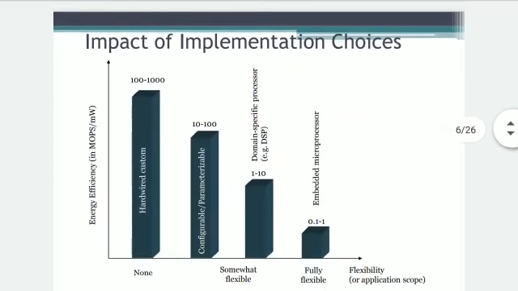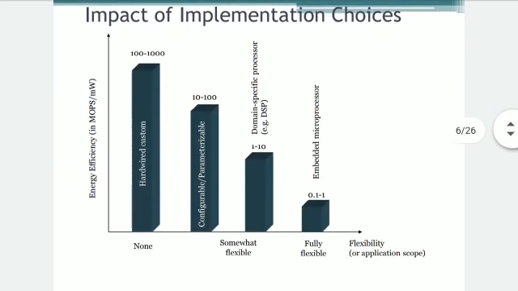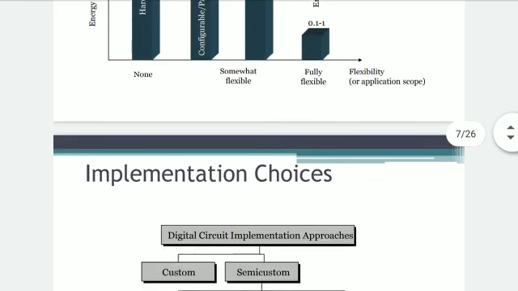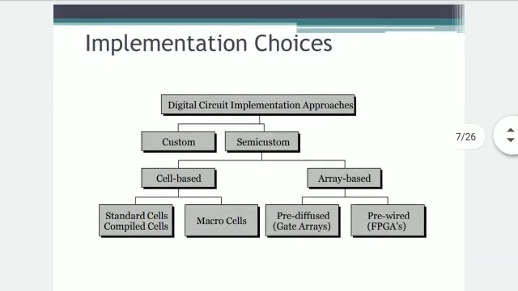Then we have seen impact of implementation choices, how the flexibility is going to adversely affect the energy consumption, right? The energy consumption will be very much less if you use hardwired design, but the flexibility will be very low. Next, we have seen implementation choices.